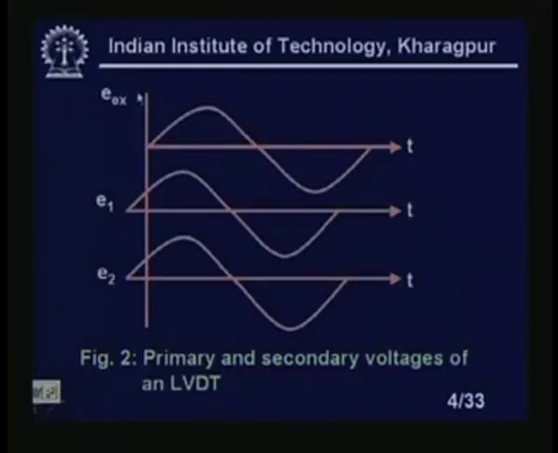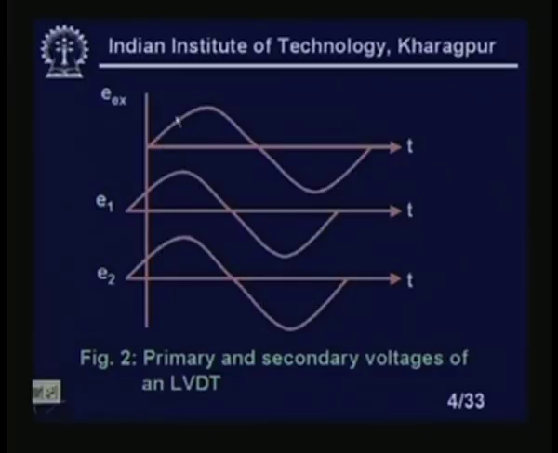Now, if you look at the screen, we have given the excitation voltage, the sinusoidal voltage, in the primary, and the two secondaries are identical. So, obviously, I will get two secondary voltages E1 and E2. We are assuming in these cases that the core is in null position, that is, geometric null position. So, I am getting excitations of equal phase difference between input and output.